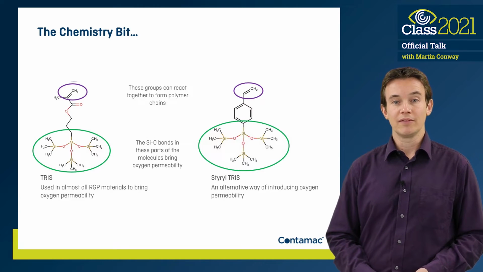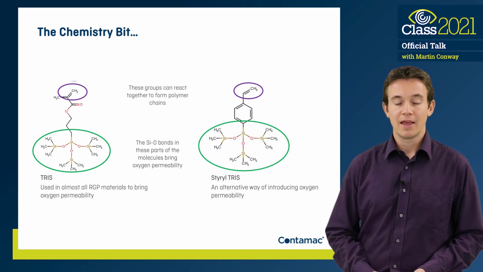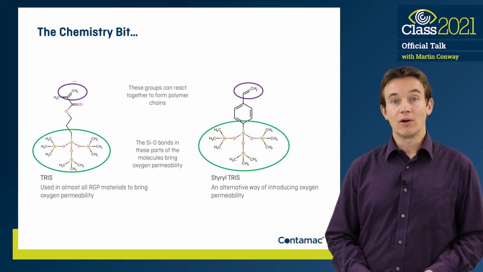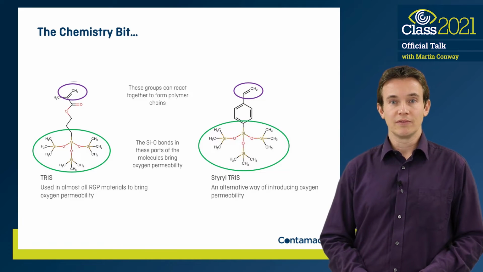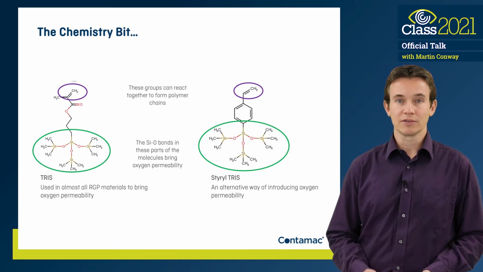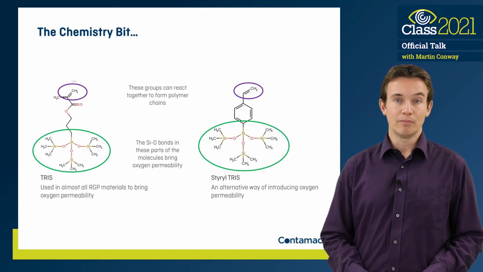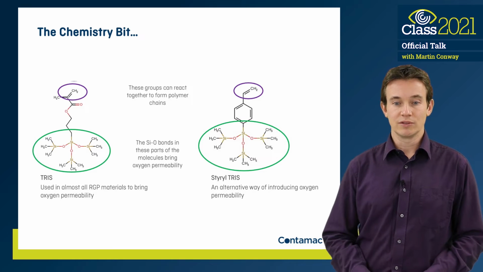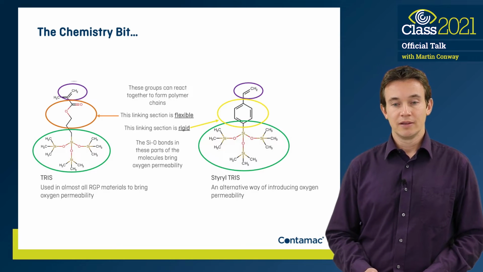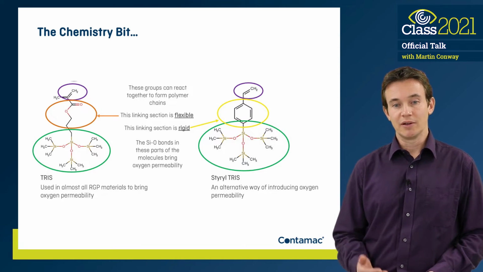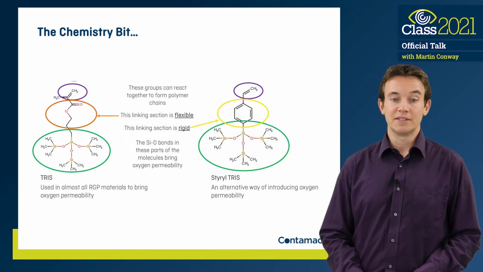These molecules both also have a siloxane group, shown at the bottom. These groups bring oxygen permeability due to the presence of chemical bonds between silicon and oxygen atoms. These bonds just happen to provide enough space for oxygen molecules to pass by, hence the oxygen permeability. So these two molecules are very similar at the top and the bottom, but they're very different in the middle.